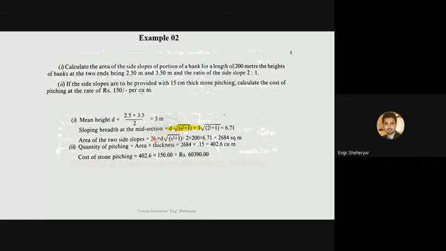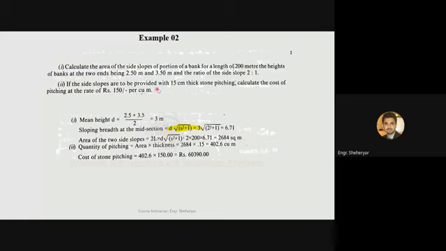Now multiply 6.71 with the length of the road, and multiply it with 2, so that you can get the area of two sides or two hypotenuse. So this will give you the area of two hypotenuse as 2684 square meters.